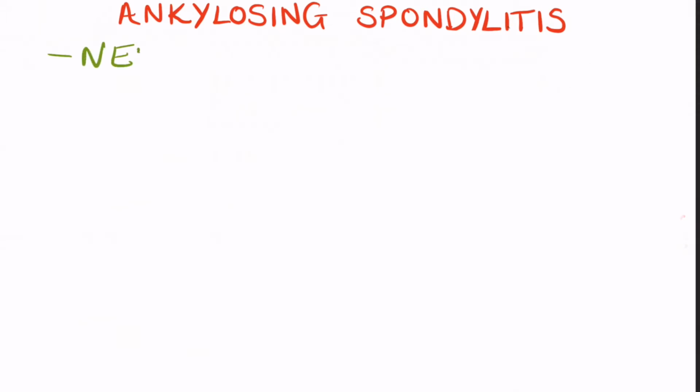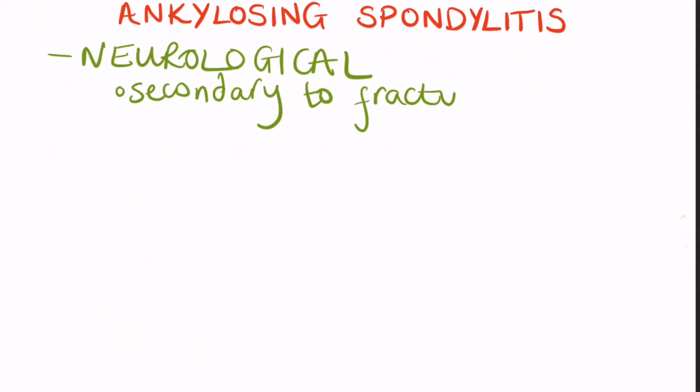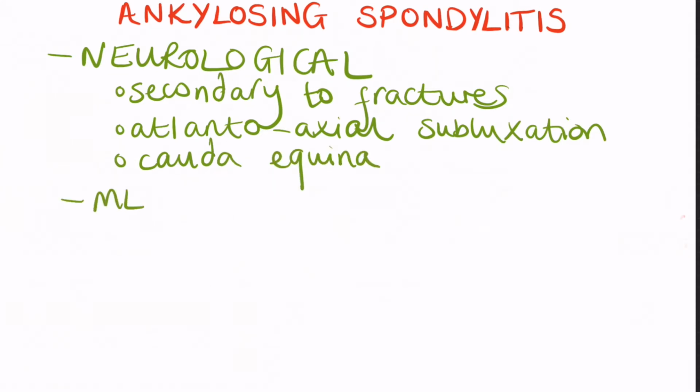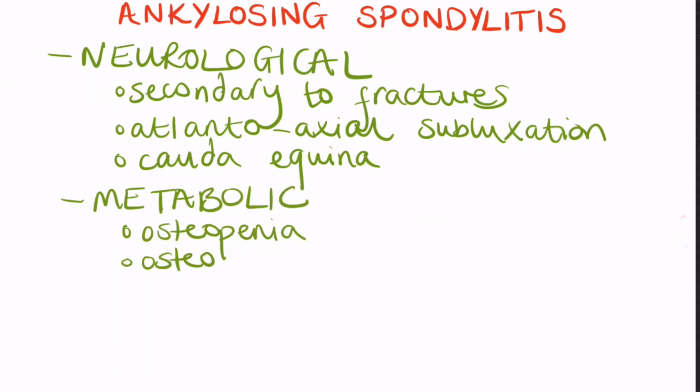Neurological involvement can occur usually secondary to fractures of the spine. AS patients are also more prone to atlantoaxial subluxation, which can result in cervical myelopathy. Cauda equina syndrome is also possible in patients with long-standing disease. Metabolic bone disease can also occur, and osteopenia and osteoporosis can increase the risk of fractures.